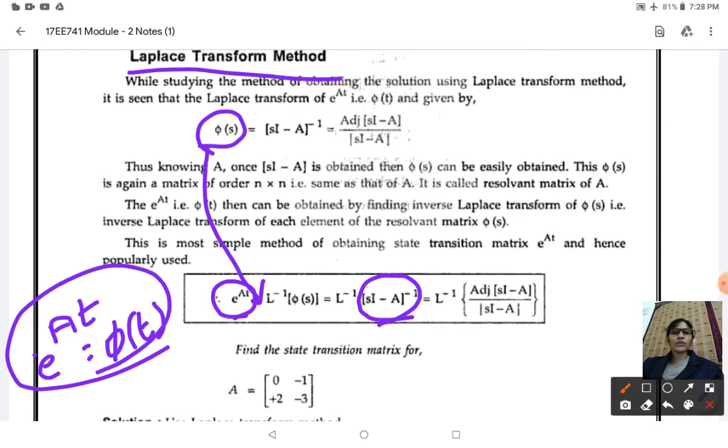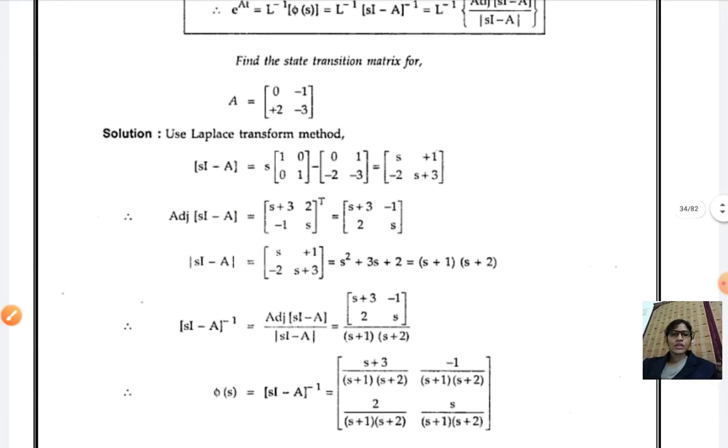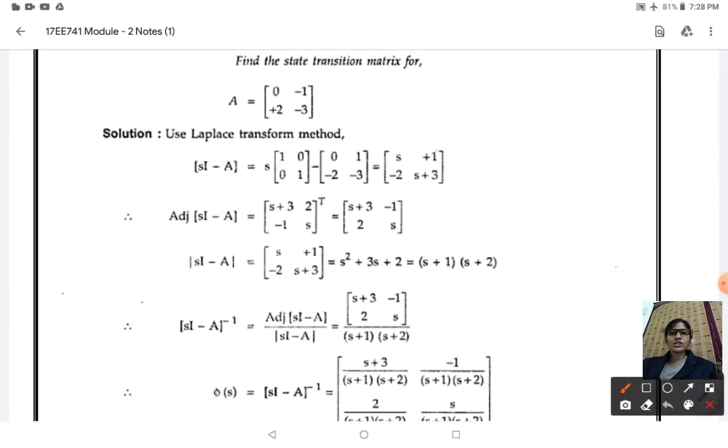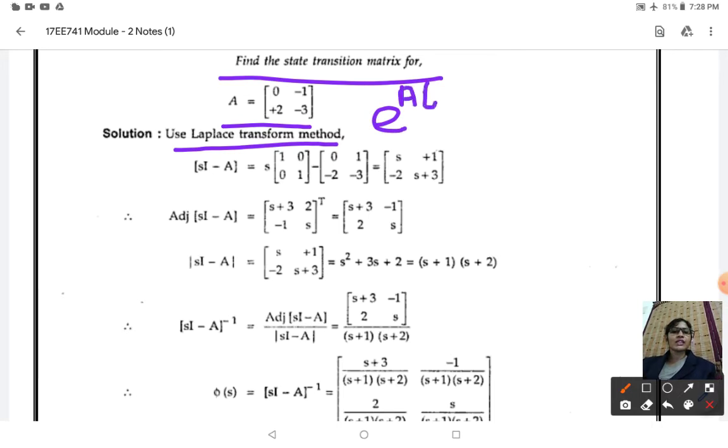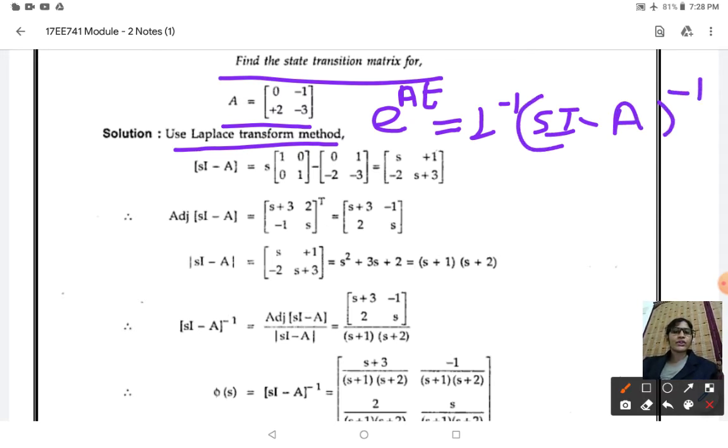So under this, now we will be solving one problem. Consider the problem: find the state transition matrix for the matrix A. So here the A matrix is given. Using the Laplace transformation method, we need to identify your state transition matrix. The formula to identify the state transition matrix is e power At, the representation of your state transition matrix, which is equal to Laplace inverse of (sI minus A) inverse. So it is the formula to identify your state transition matrix using the Laplace inverse method.